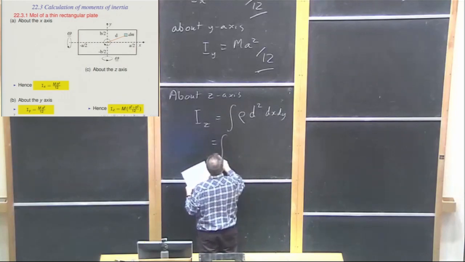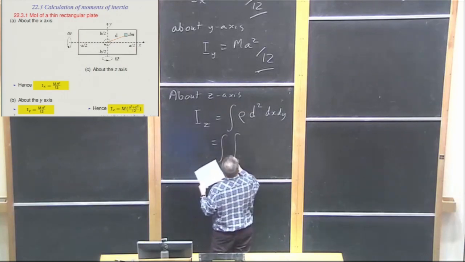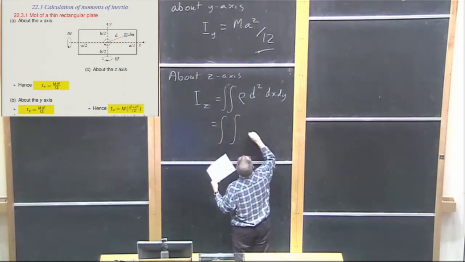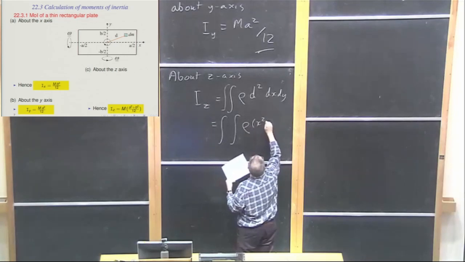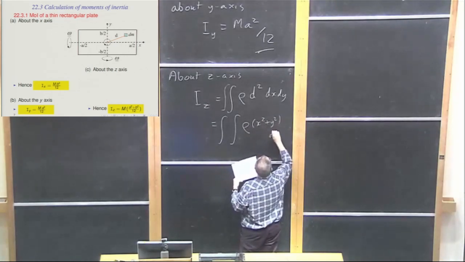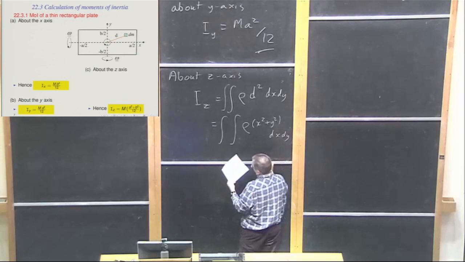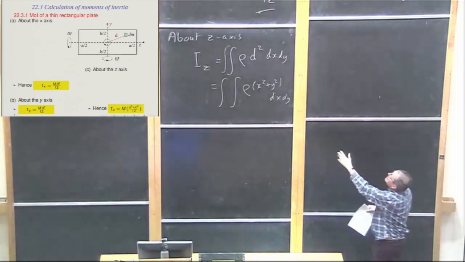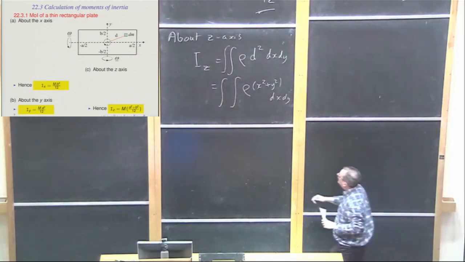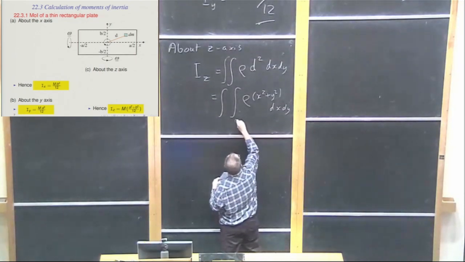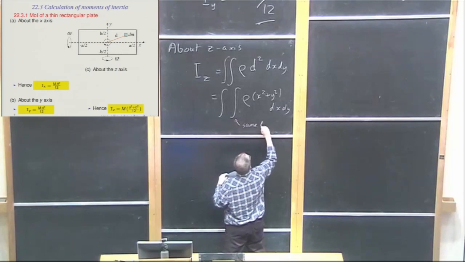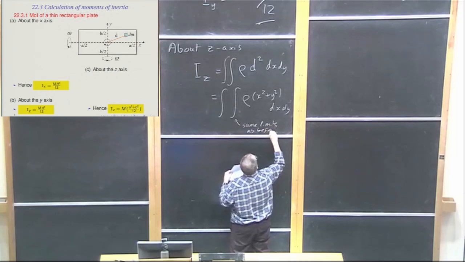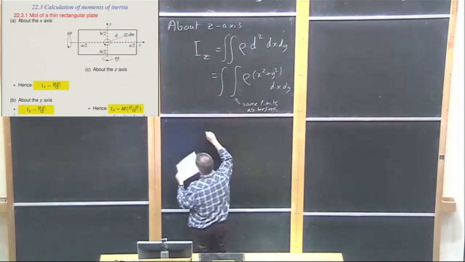So this is really a double integral. We have rho times x squared plus y squared dx dy. The limits are the same limits as before, so let me not be lazy and not write those in. Just the same limits as before.